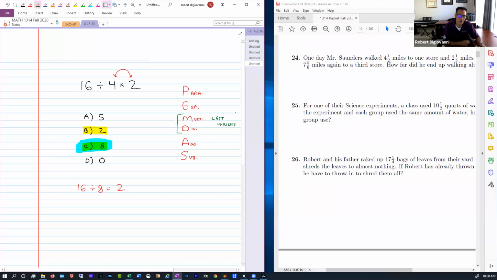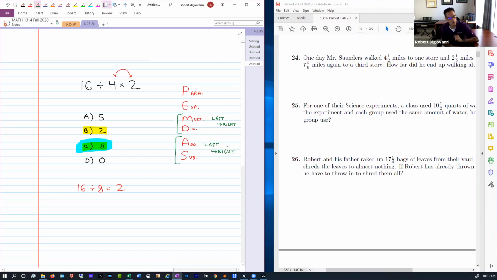Unfortunately, people remember PEMDAS and they always think multiplication before division. I'll be honest with you, I think it's taught that way also. I think it's taught incorrectly by some people. And so now you get here and you're like, oh no, I was taught the wrong way. Well, addition and subtraction are also grouped together. It's not addition before subtraction. It's always left to right also.